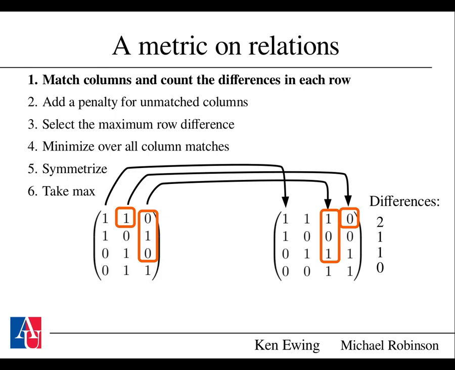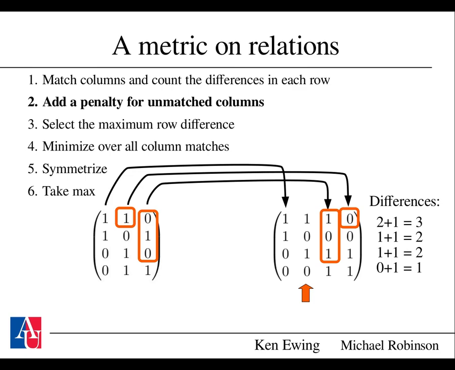All right, here's a potential matching. And if I look at it, these matches yield a bunch of differences in the rows, as I've shown. So the first row has got two differences, the second's got 1, and so on. I've highlighted them in red. I can add a penalty for unmatched columns because that's definitely an unresolvable difference.